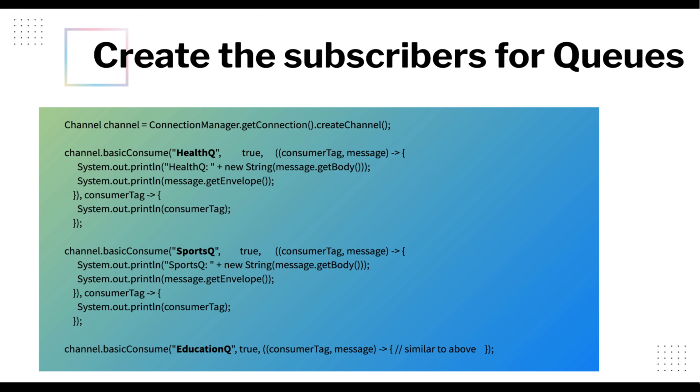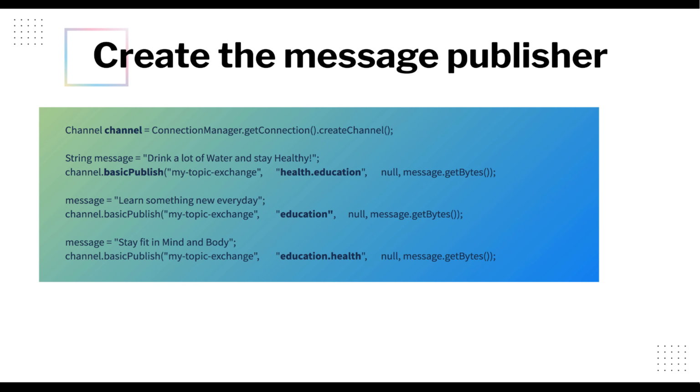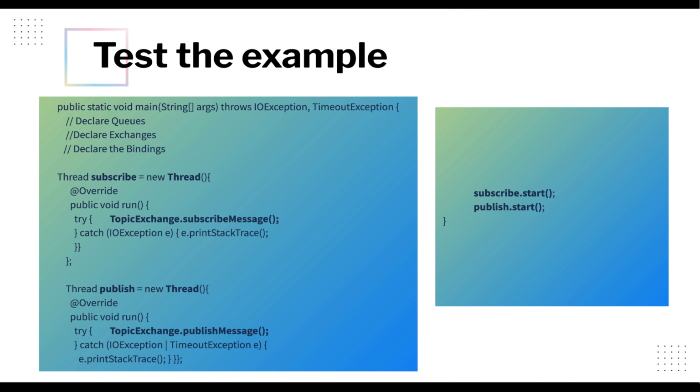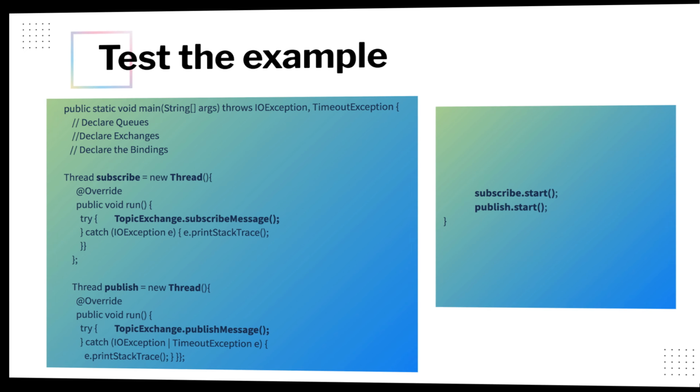Once you have the queues and bindings ready, you need to create the subscribers. Here we will create 3 subscribers, each for the health queue, sports queue and education queue. We will need to publish messages. We will publish 3 messages to check which one will reach and which one will not reach. Similar to the other exchanges, I will create 2 threads. One is for subscribing to the queues and the other one is for publishing the messages. And we will run and check the output.